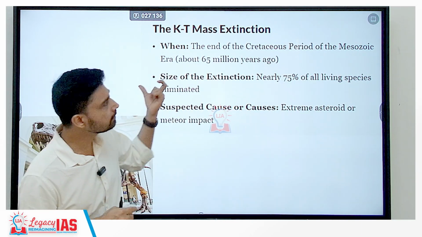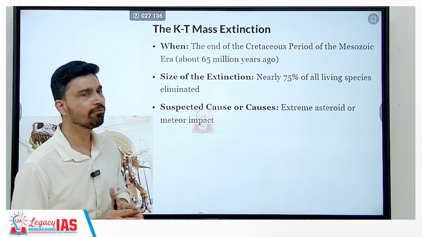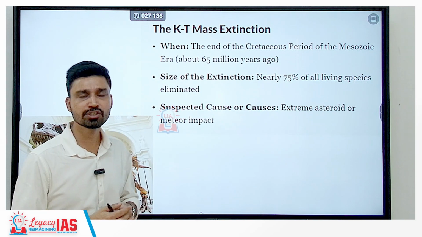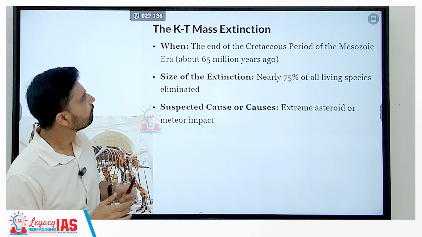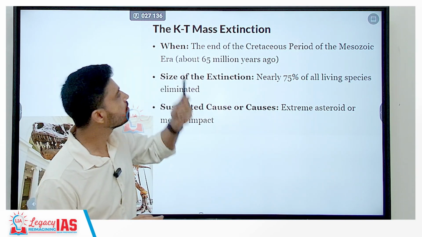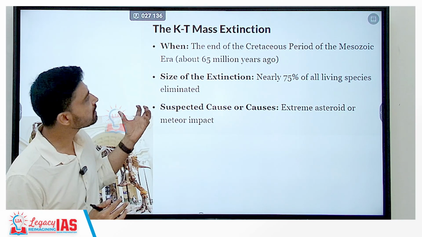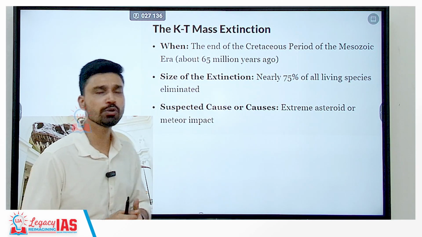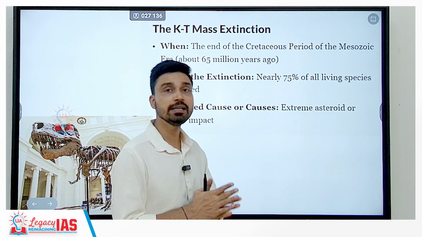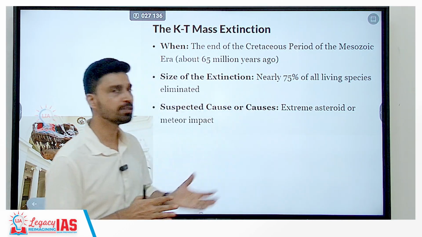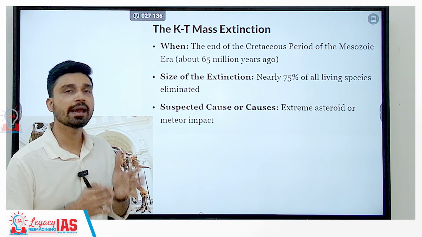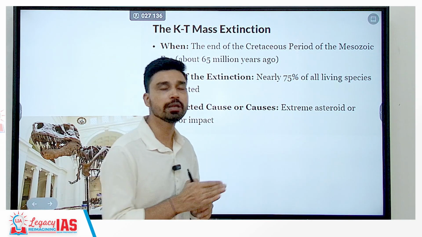But in the same Mesozoic era, somewhere about 65 million years ago from now, we had the most recent extinction event that the Earth has witnessed, which is also called the KT mass extinction. This KT mass extinction happened at the end of the Cretaceous period, and the size of the extinction was such that it is believed that nearly 75% of all living species were eliminated, and the suspected cause is believed to be an asteroid impact or meteor impact.